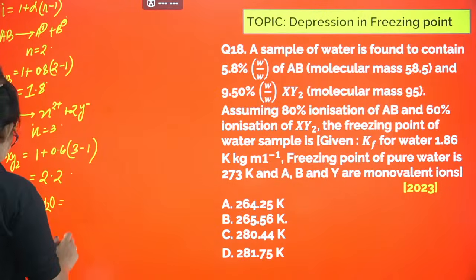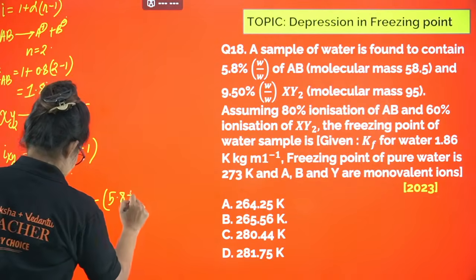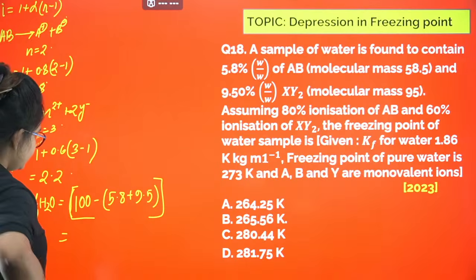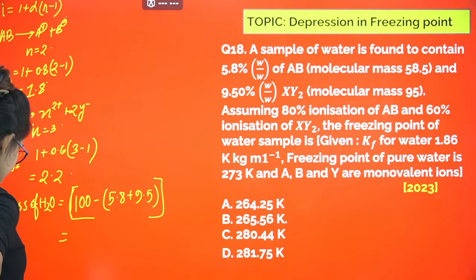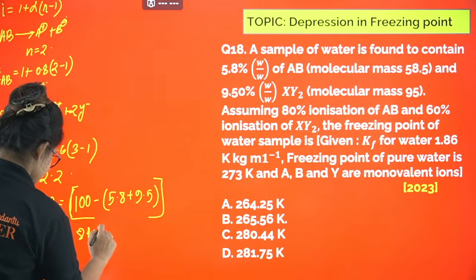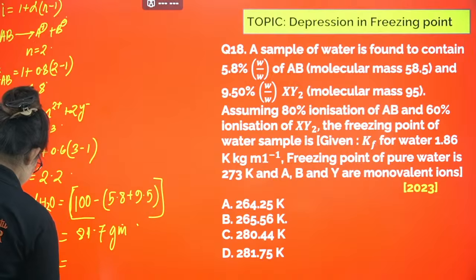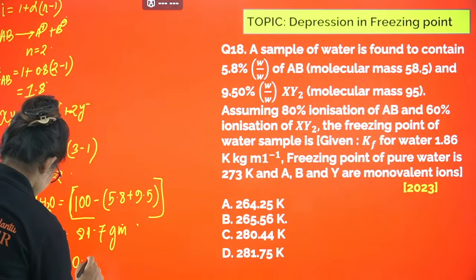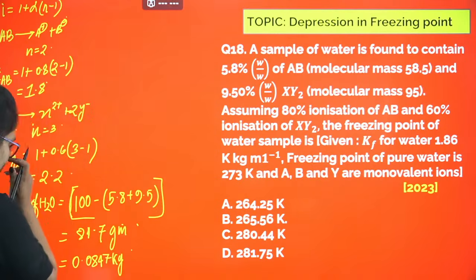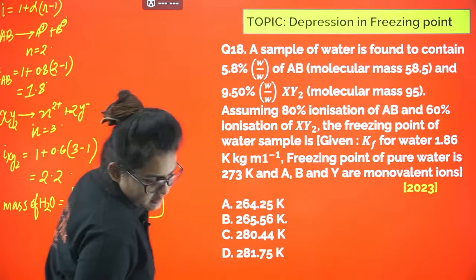Okay, so the mass of water, definitely it should be 100 minus (5.8 plus 9.5). So if you calculate this, 5.8 plus 9.5, and 100 minus that, will give you 84.7 gram. If I convert it to kg, it will come to be 0.0847 kg. I guess up to this it's clear to you. Okay, so let's proceed further.